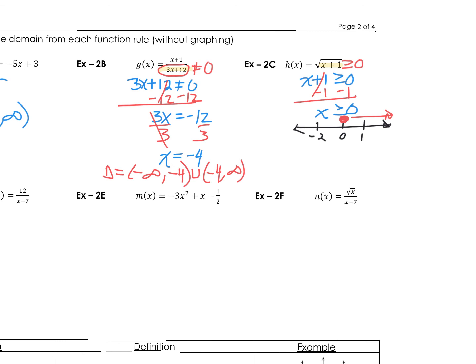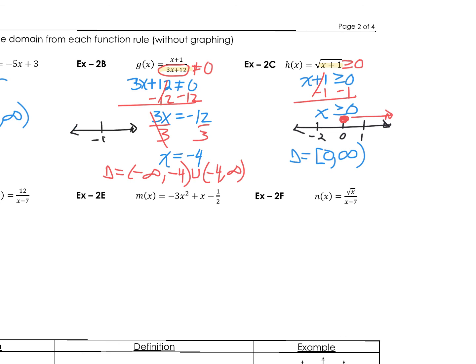That means that we're going to start at 0 and go forever to the right. So our domain will be 0, including 0, and we're going to go to positive infinity. This one over here, I'm just going to quickly sketch the number line, just so you can kind of see what it means.